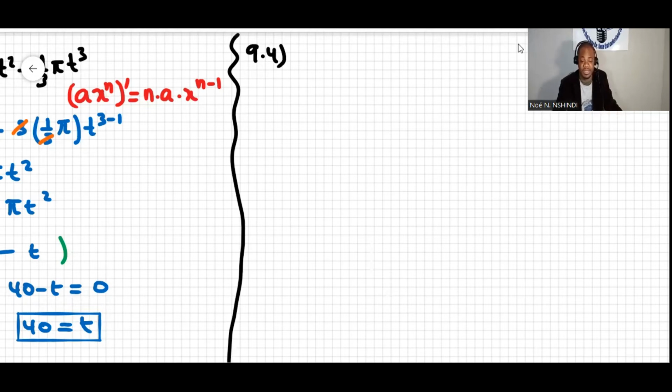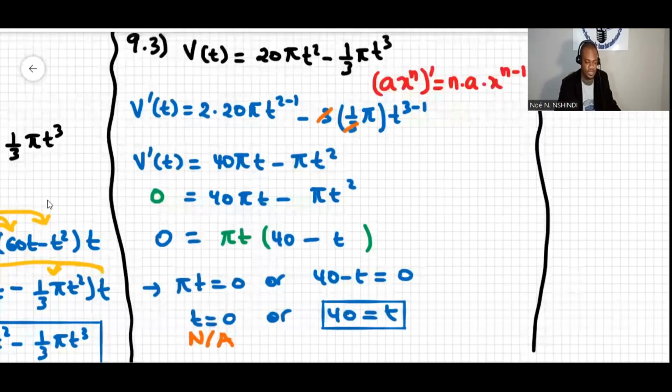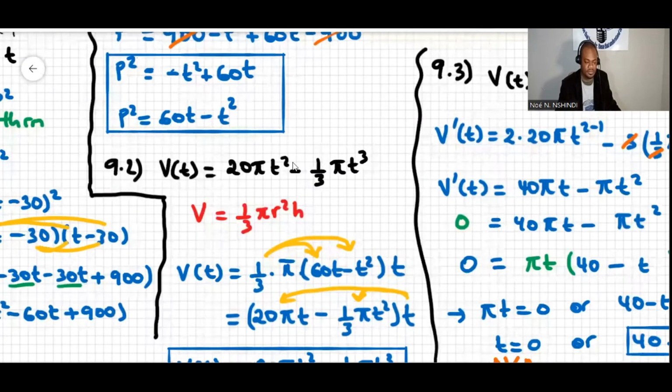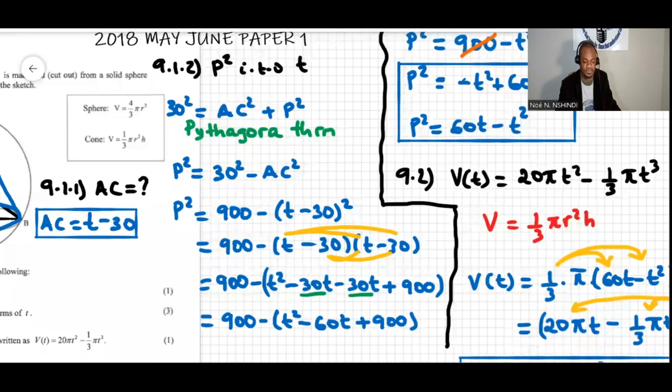First of all, we got the maximum volume when t equals 40 centimeters, when the height of the cone was 40 centimeters, according to question 9.3. Now, let's first work out the volume of the cone. I'm going to call it VC. The volume of the cone is given by 1/3 pi r squared h.